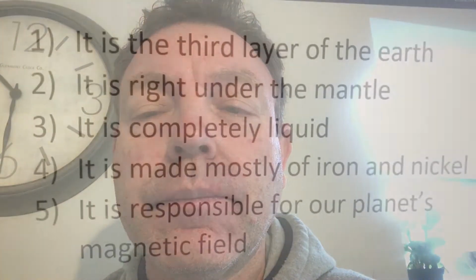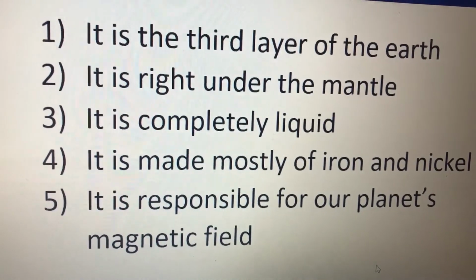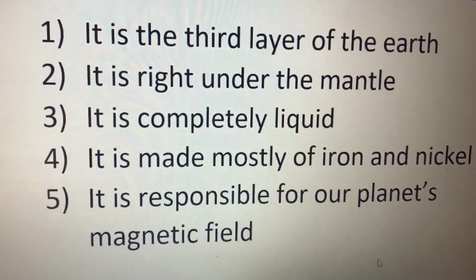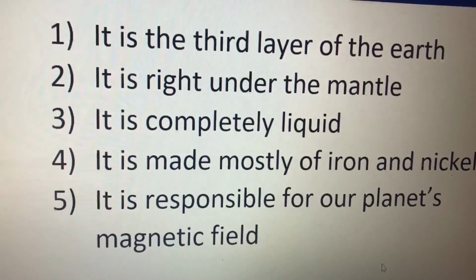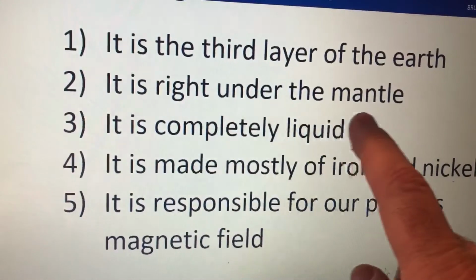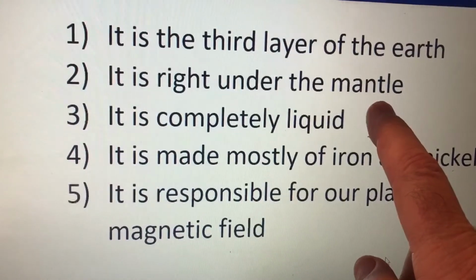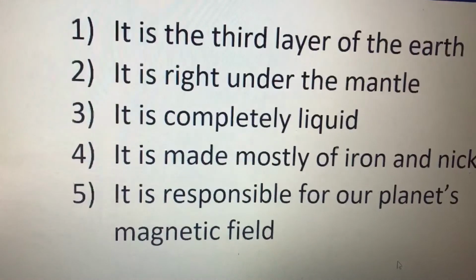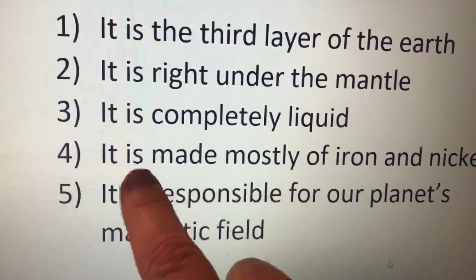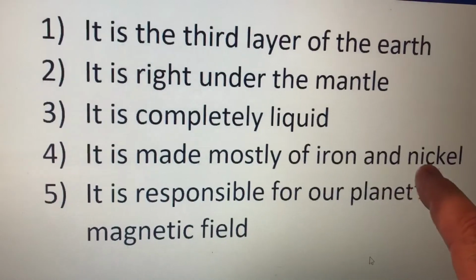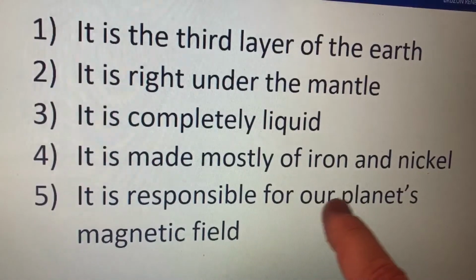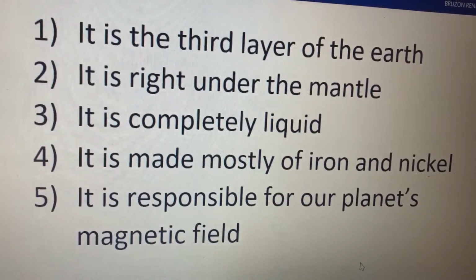Start writing. What are some things that we learned about it? These are some of the things that I wrote. So it is the third layer of the earth. Okay, so you can start adding things if you didn't have that. It is right under the mantle, of course. It is completely liquid. So not partially, but completely liquid. It is made mostly of iron and nickel. And it is responsible for our planet's magnetic field.